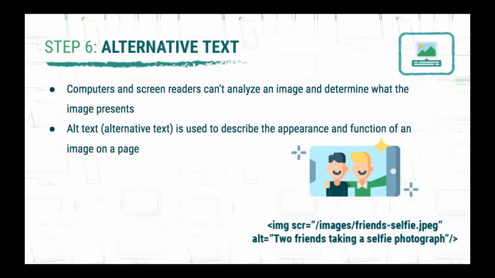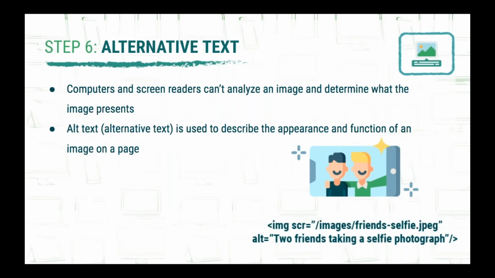Including alt text with your images ensures all users, regardless of their visual ability, that they can appreciate the content on your site. See this example that I have here. The alt text for this image would be something clear and descriptive, like true friends taking a selfie photograph. A good technique could be to close your eyes and then try and describe what you just saw. Sounds easy, right?